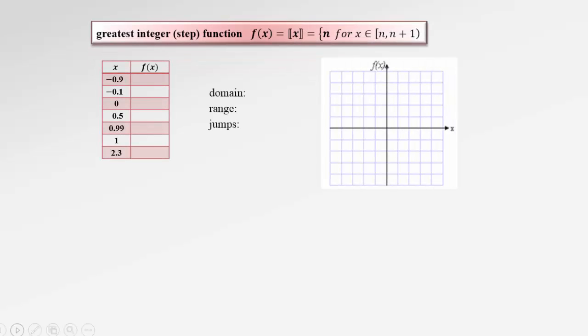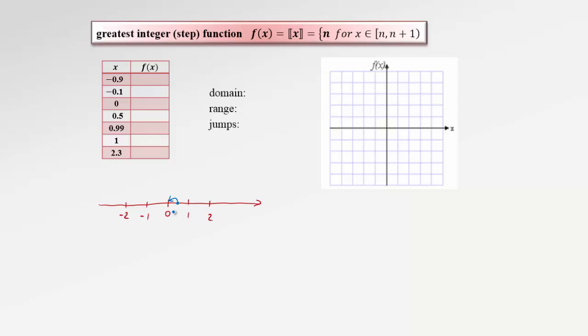Finally, we have a very interesting function. It's kind of new. Many of you probably didn't see it yet. It's called greatest integer, or sometimes step function. How is it defined? Basically, if we take any number on the number line, so here's my number line, 0, 1, 2, -1, -2, and if I pick any number here, for example, 1/2, then the greatest integer of this number gives me the closest integer from the left.